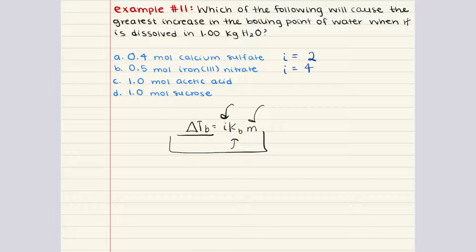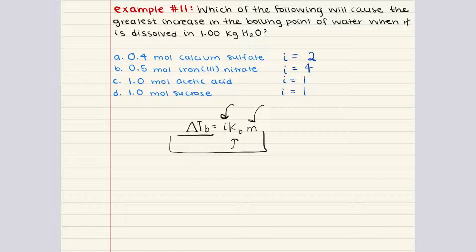C is 1 mole of acetic acid. Now, acetic acid is a weak acid. It does not fully dissociate in water. Therefore, i is going to be equal to 1 for this answer choice. And then D says 1 mole of sucrose. Sucrose, this is a non-electrolyte. It does not dissociate in water. So again, for this answer choice, i is equal to 1.